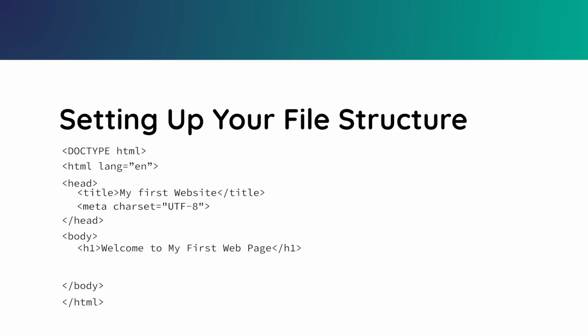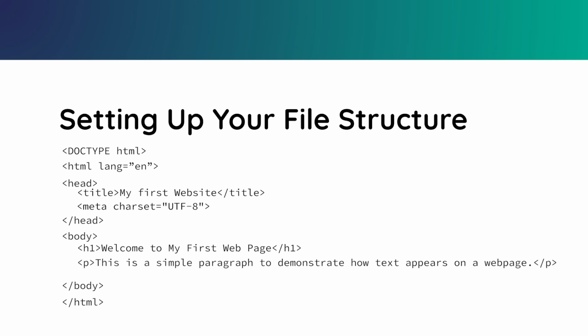Next, let's add a paragraph below the header. In HTML, paragraphs are created using the p tag. Paragraphs are used for blocks of text, so let's type this below our h1 tag. Once you save this and refresh your browser, you'll see that the paragraph appears right below the header, with some default spacing between them. The text will be in a normal font size, and it's left aligned by default.